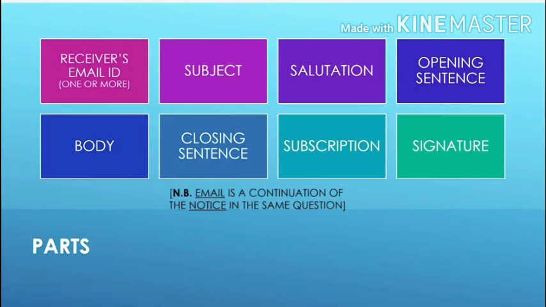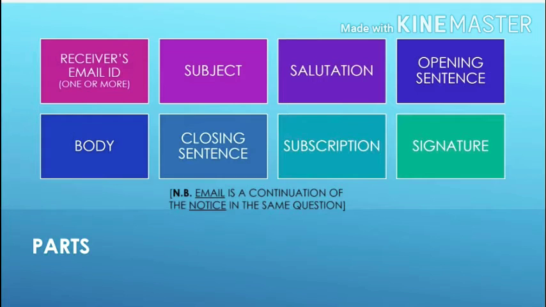The format of email writing followed by ICSE curriculum is based on the practical format of email used by us on a day-to-day basis. It has 8 parts. The first part or the first line is the receiver's email ID. Depending on the question, you may have to write one or more than one email IDs. The second part is the subject. The third part is the salutation.